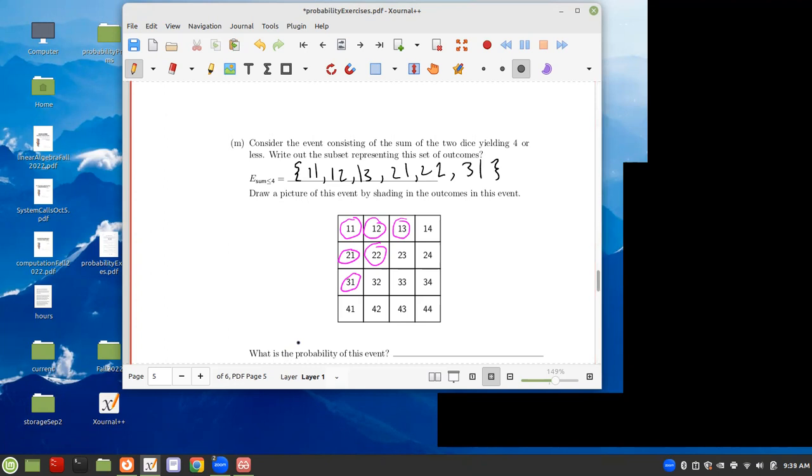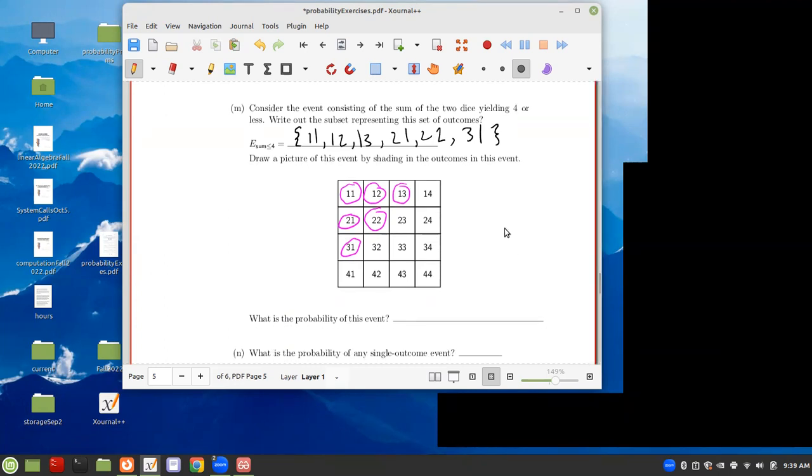Well, maybe I didn't give you a chance, but it should be fairly straightforward to see that the probability of this event is going to be the number of outcomes in the event, which is 1, 2, 3, 4, 5, 6, divided by the number of outcomes in the sample space, which is 16, which is going to be 3/8. So that's it for this issue.